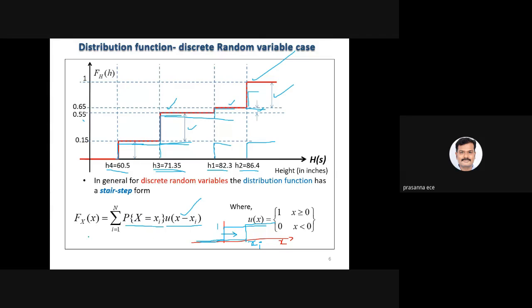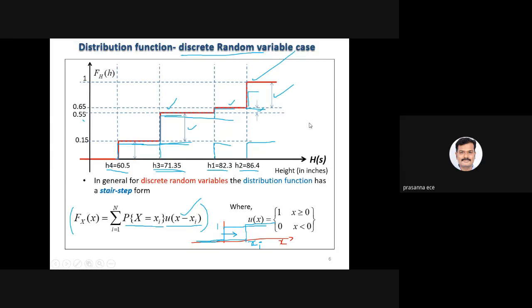This is the notation we use to represent the distribution function of a discrete random variable. We'll be seeing this notation in more detail in problems. If anyone didn't understand this concept, you can inform me now itself. I assume that you have understood the concept, especially this u of x, which is called the unit step function.